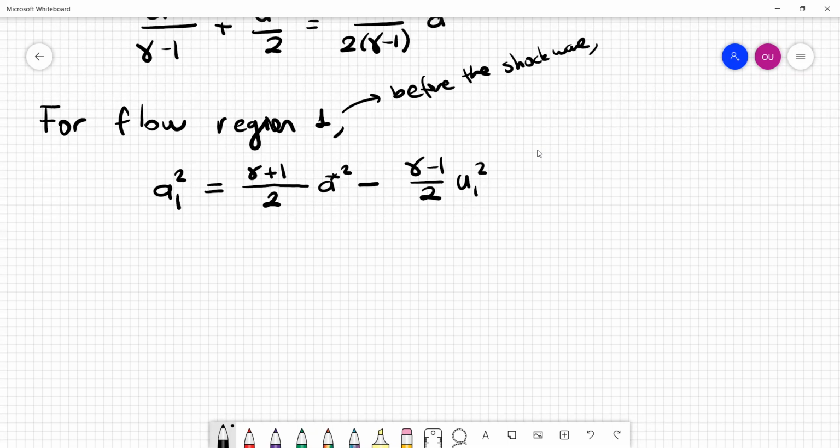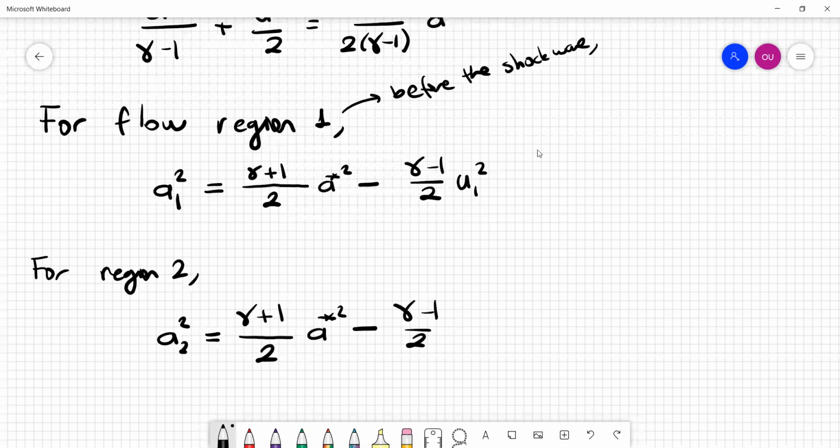And after the shock wave, for region 2, I can write a similar expression for A2, the speed of sound after the shock wave, as gamma plus 1 over 2 A star square minus gamma minus 1 over 2 U2 square. By the way, call it equation 8, call it equation 9.